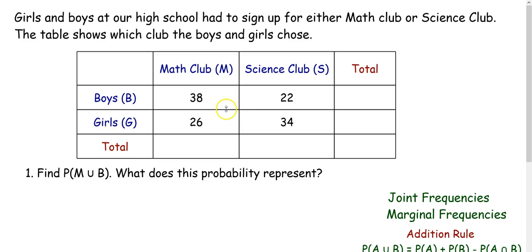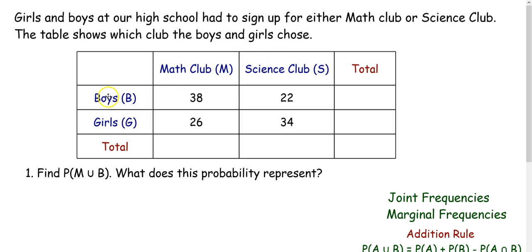Alright, in this video we are dealing with a two-way frequency table, and using the two-way frequency table we are going to solve a problem. The given information is: girls and boys at our high school had to sign up for either math club or science club. The table shows which club the boys and girls chose.